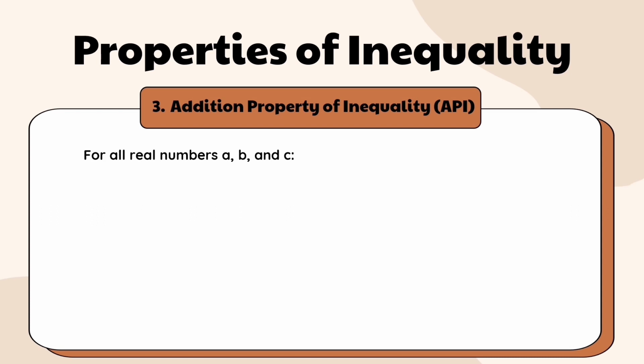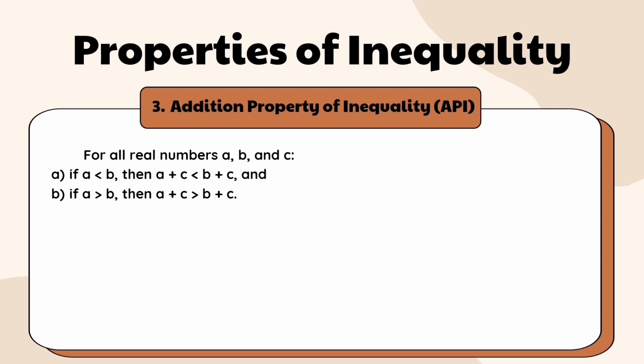For all real numbers A, B, and C, if A is less than B, then A plus C is less than B plus C. And if A is greater than B, then A plus C is greater than B plus C. So what can you observe from this inequality? That's right, we have added C to both sides of the inequality.